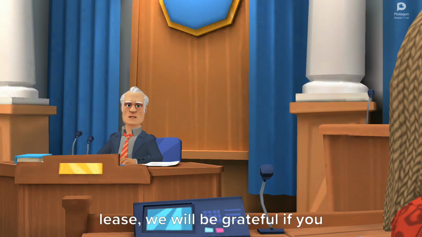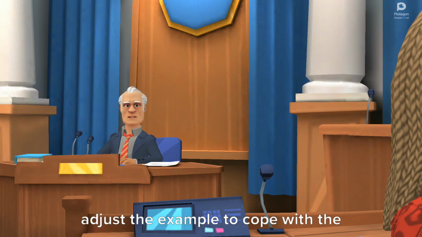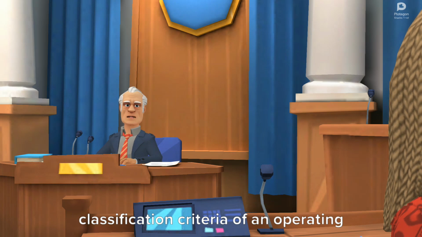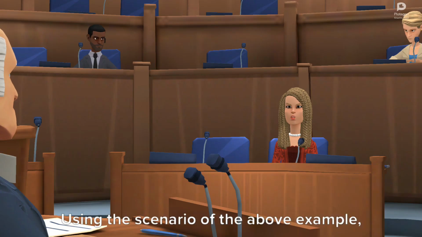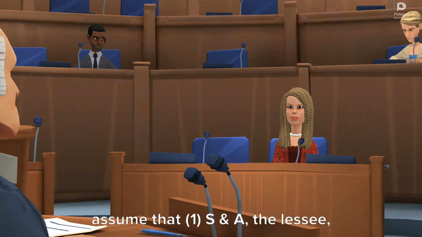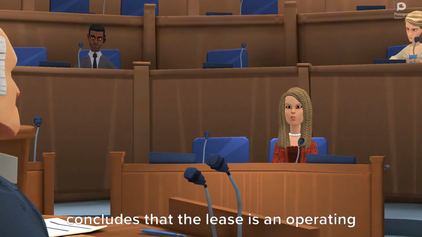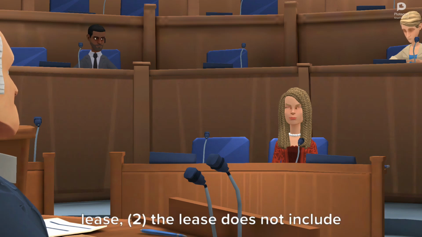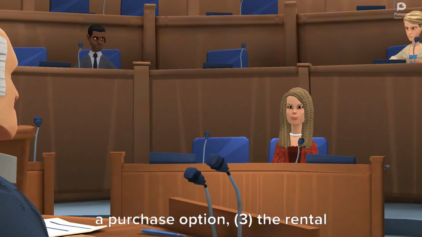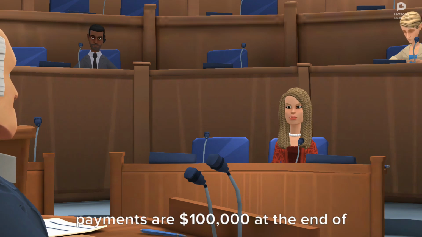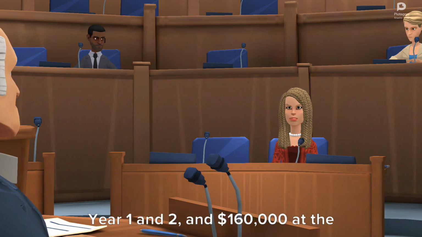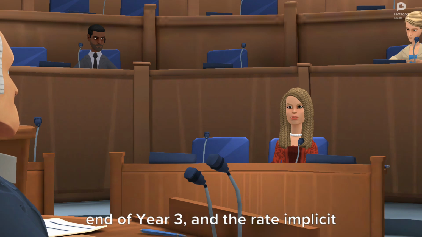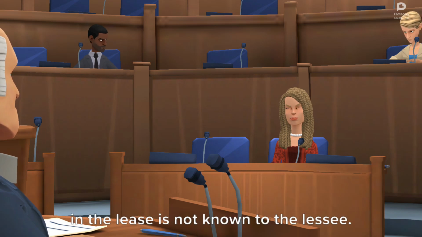The above example is for a finance lease. We will be grateful if you adjust the example to cope with the classification criteria of an operating lease. Okay. Using the scenario of the above example, assume that 1. S&A, the lessee, concludes that the lease is an operating lease. 2. The lease does not include a purchase option. 3. The rental payments are $100,000 at the end of years 1 and 2, and $160,000 at the end of year 3, and the rate implicit in the lease is not known to the lessee.